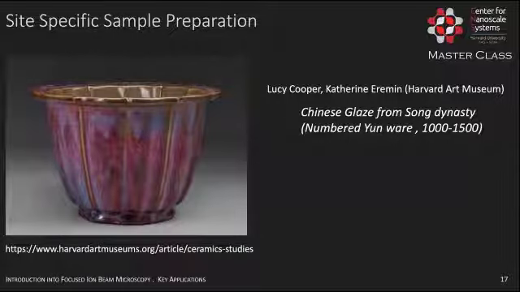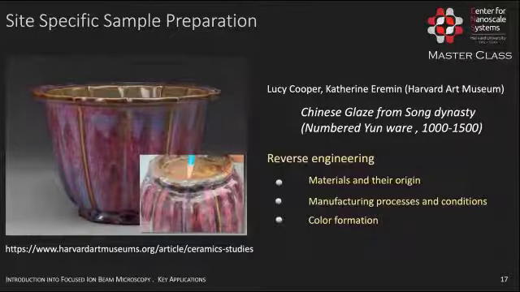So Catherine Ehremann and Lucy Cooper, who was a postdoc in the museum, were interested to learn more about some of their ceramics, in particular the ceramic that you see here, which was the so-called numbered Yunware from the Song Dynasty, which has these beautiful red and blue colors. And so we are basically trying to do some kind of detective work, to do some reverse engineering to understand what are the materials, where do they potentially come from, what are the underlying manufacturing processes and conditions, and also how do these colors actually come about.